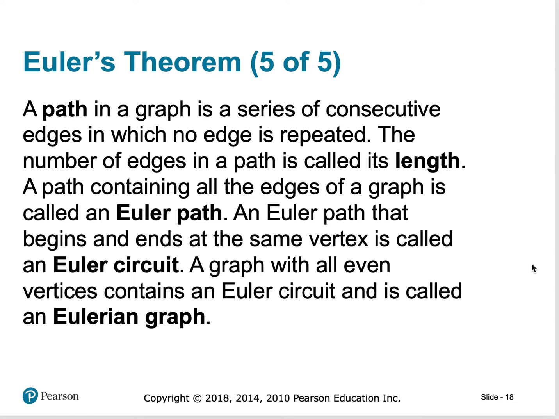A path in a graph is a series of consecutive edges where no edge is repeated. So that's an interesting definition. The number of edges in a path is called its length. We are not used to saying length with the number of edges. We are used to measurements. That's going to be a place where you have to rethink what you have.